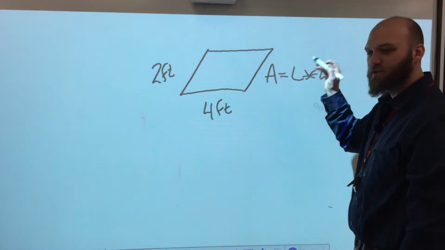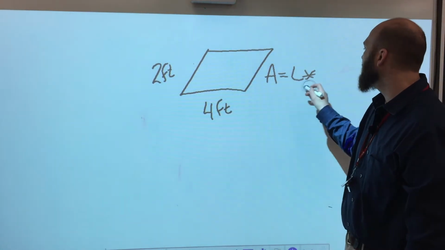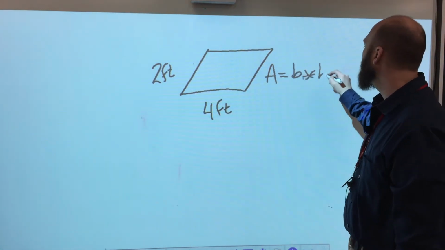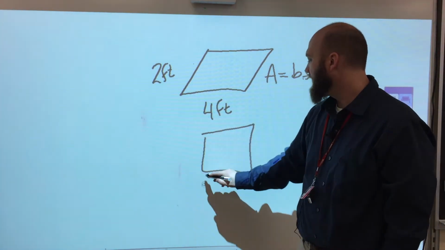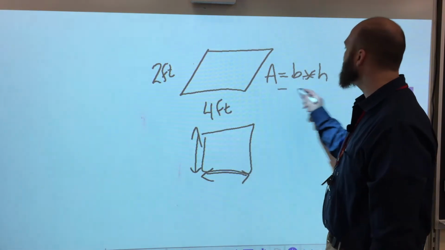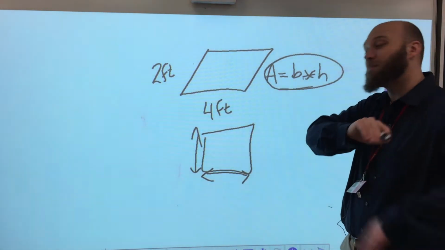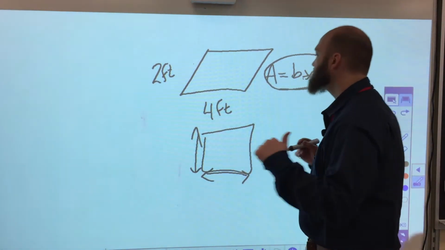I still use area equals length times width. But I really call it, instead of length and width, I call it base and height. They're the same thing. If I had this rectangle and I solve for base and height, I can use this formula to get me through almost everything in this unit. So this is a formula you need to memorize, area equals base times height.